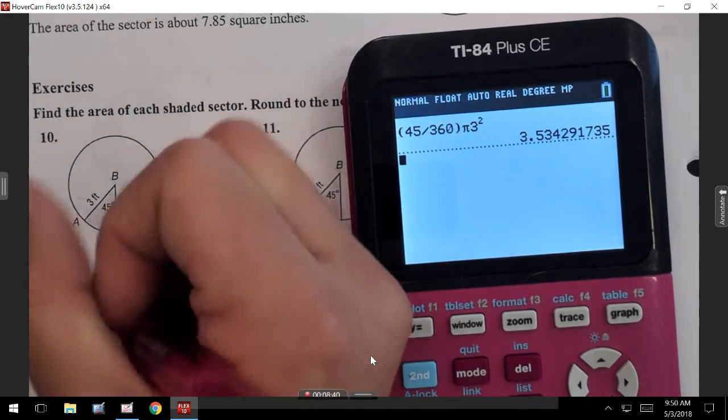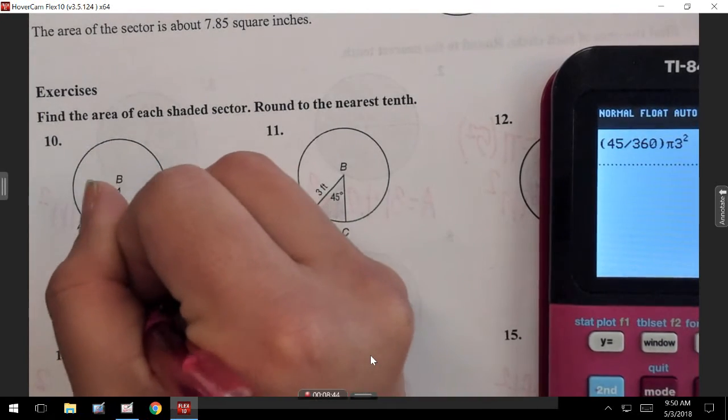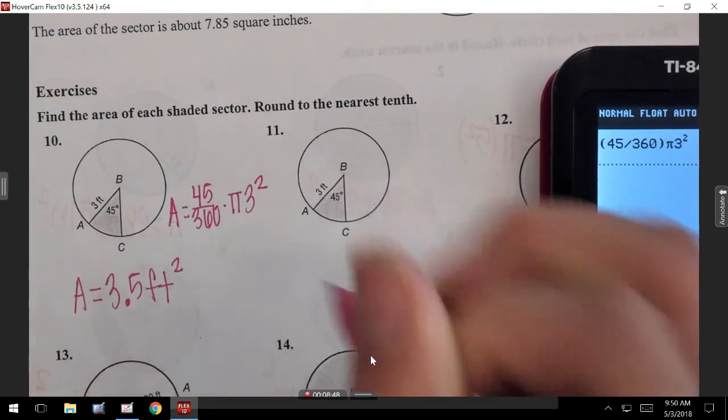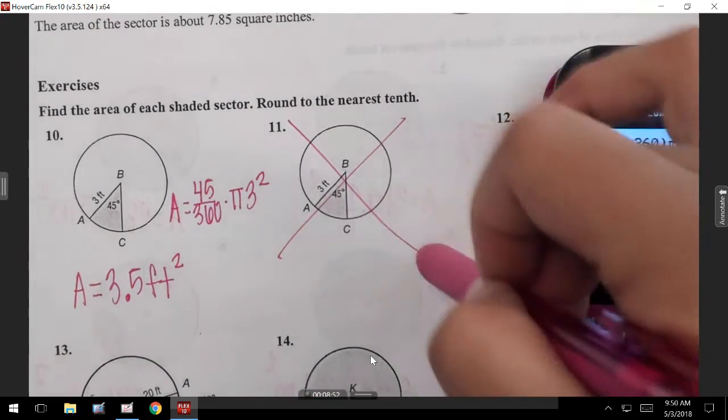Did you try to plug that in your calculator? See if you got the same thing? I can plug it in my calculator all day long, but if you don't know how, that's when we get stuck. For the first and second one, they're the same thing, just cross it out.